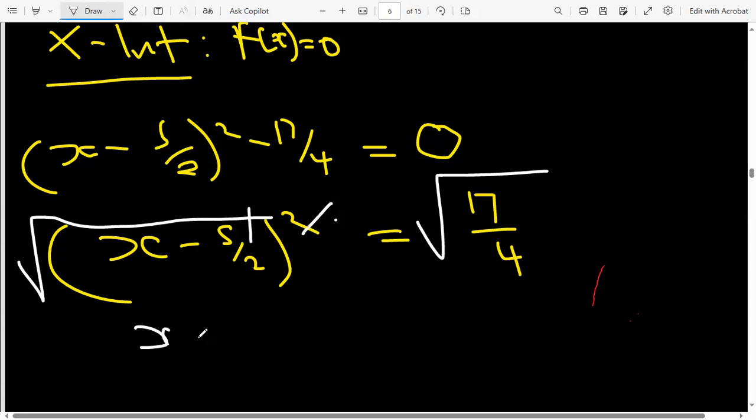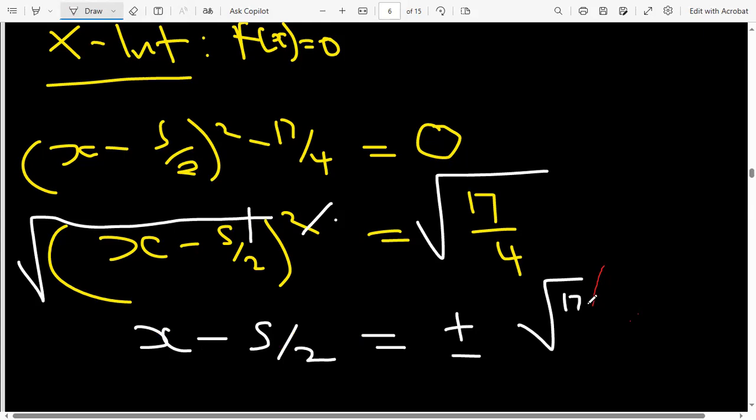We are going to have x minus 5 over 2 is equal to plus or minus the square root of 17 over 4. Since 17 does not have a perfect square root, you can leave it like this, or you can distribute this square root to the number on top and the bottom. On top, we are going to have root of 17. Down, what is the root of 4? We are going to have 2. So you can write it as this, or you can write it as this.